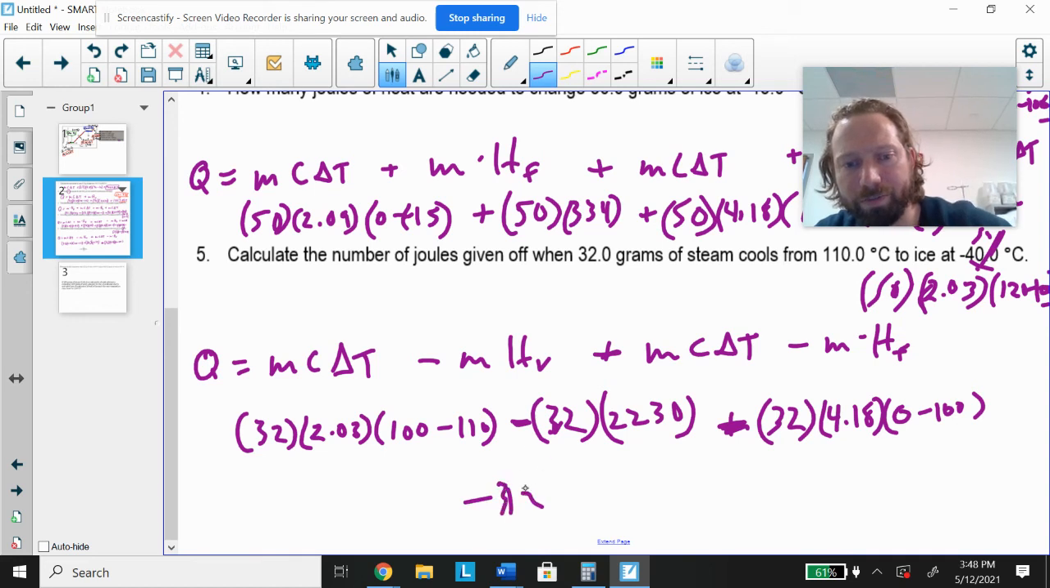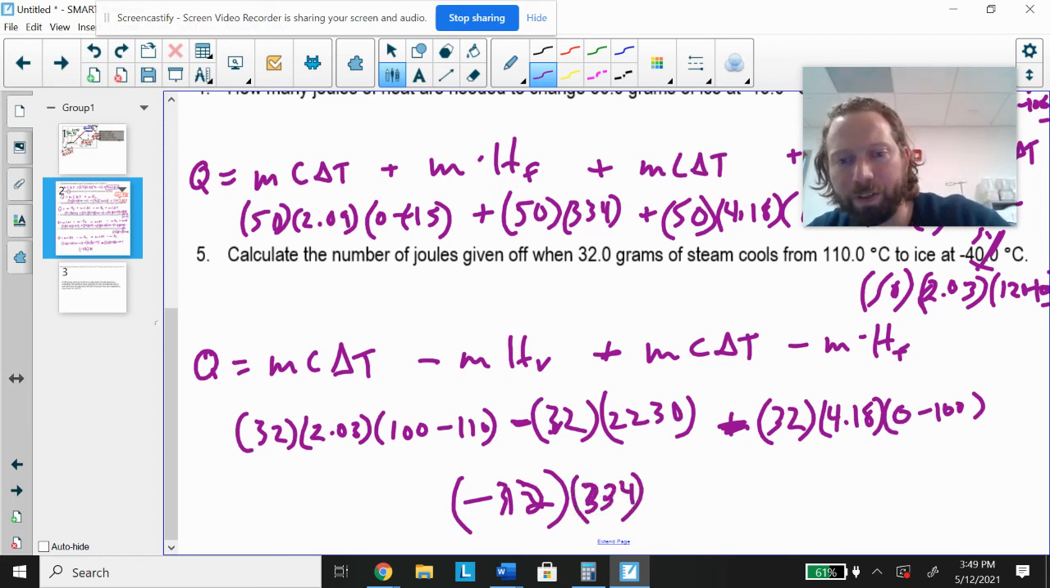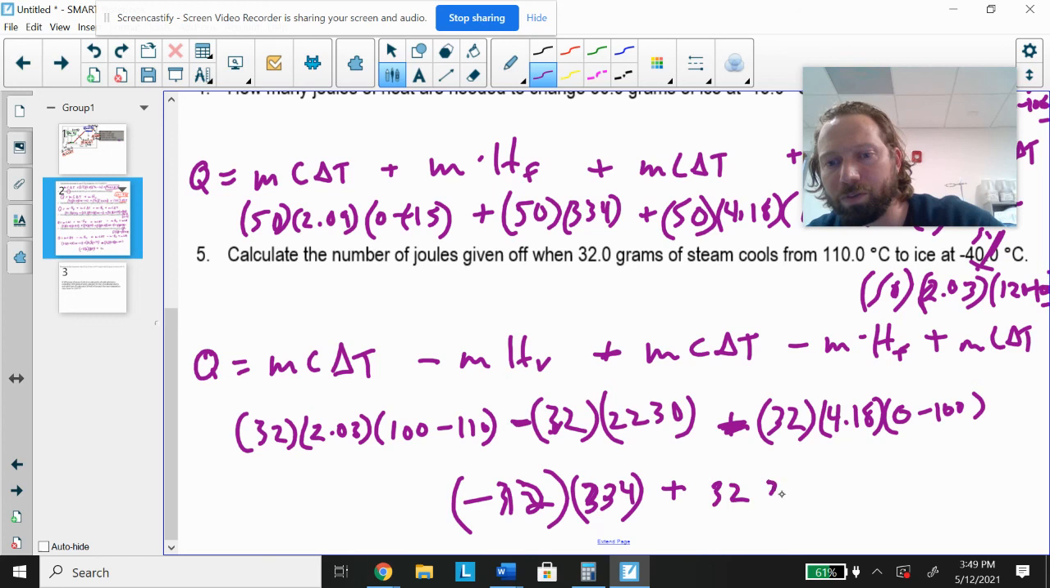Oh my goodness. Folks, I don't know why this is really messing up, but we're going to try to stick with it. This will be 334. And then finally, we're going to go down from this mc delta T, going from 0 down to negative 40.